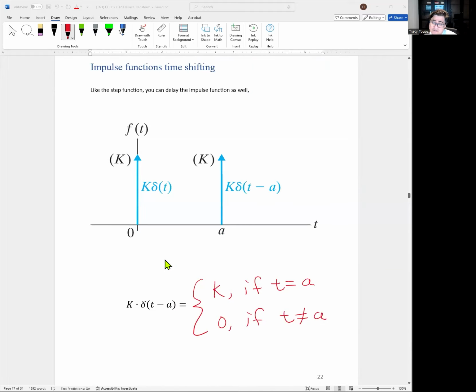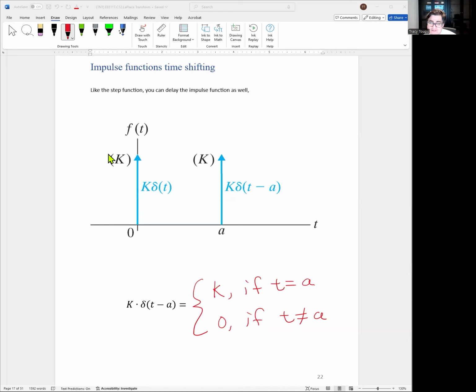Just like the step function, we could shift the impulse function. Let's say we don't want it at t equals 0. Let's say we wanted a delay of 5 seconds or 3 seconds. We could put in a delay. So we could delay by a seconds. And it's the same thing. You have k times the impulse function of t minus a, where the minus a is the delay in seconds. And it'll turn on if and only if t equals a, at that 5 second delay or 3 seconds, wherever we choose. If you're not at that explicit delay, it's 0 otherwise.